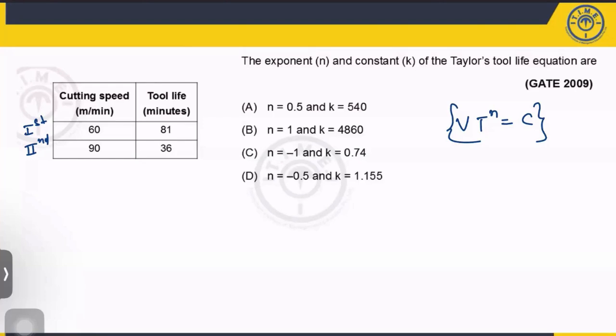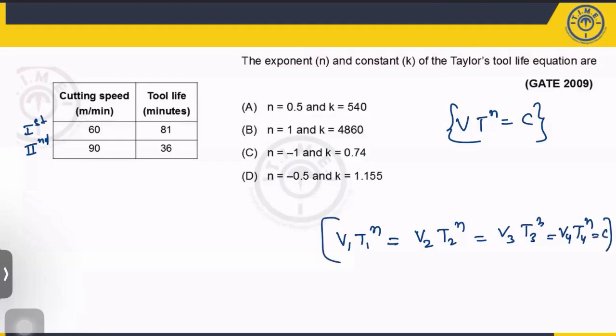See, the thing is, for example, V T to the power of n is equal to a constant. So if you are increasing the velocity, the tool life value will decrease. Do you agree? Yes or no? Because to keep a constant, if one parameter is increased, the other has to be decreased. So you can write V1 T1 to the power of n, V2 T2 to the power of n, V3 T3 to the power of n, V4 T4 to the power of n is equal to C. You can take any combination.